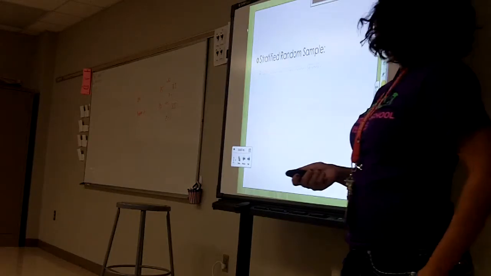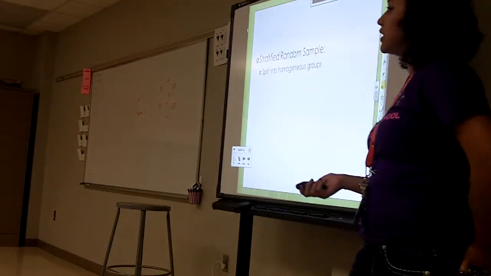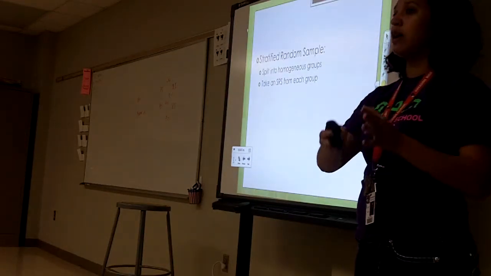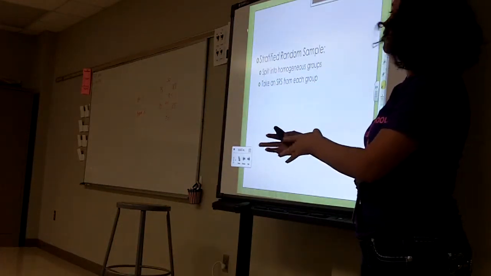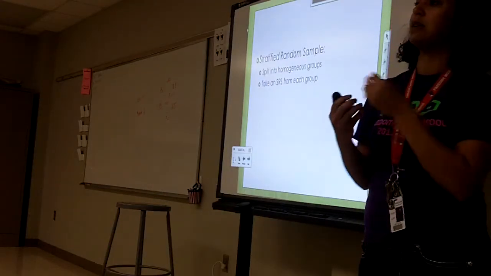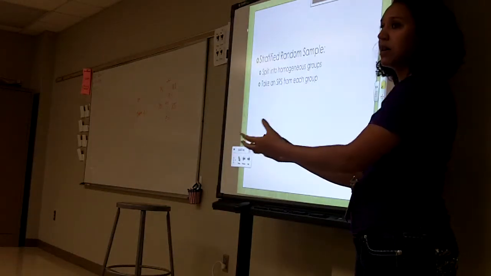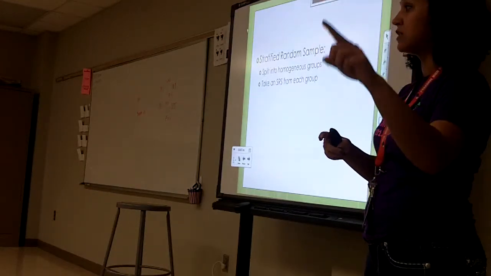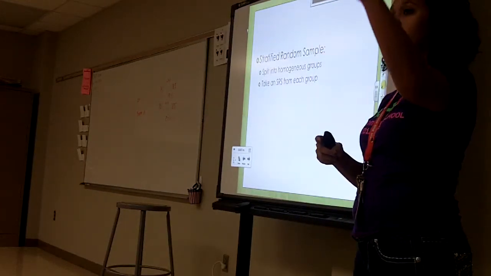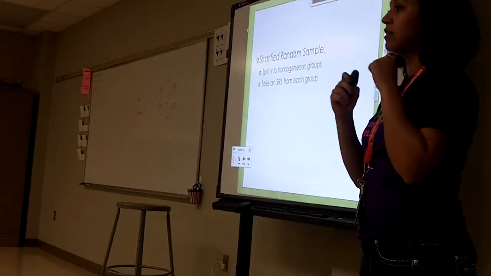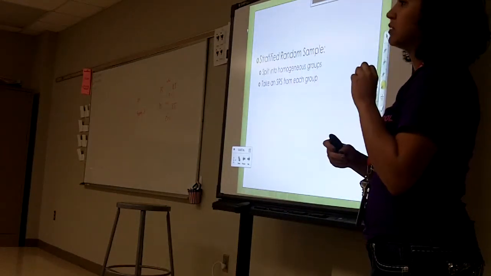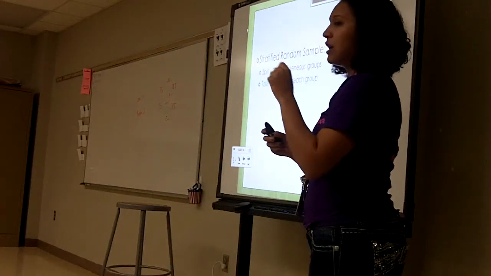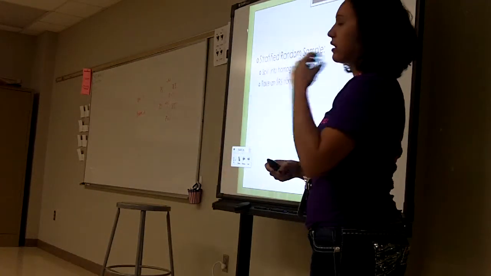Stratified random sample. Split into homogeneous groups. Take an SRS from each group. So once I separate my freshmen, sophomores, juniors, seniors, then from my freshman group I pick 10, from sophomores I pick 10, and do an SRS within the stratified sample. So I've named all my freshmen, numbered them, shook them up in a hat, and picked out 10 names. Then I do it for my sophomores: write their names, put them in the hat, shake them, pick out 10.